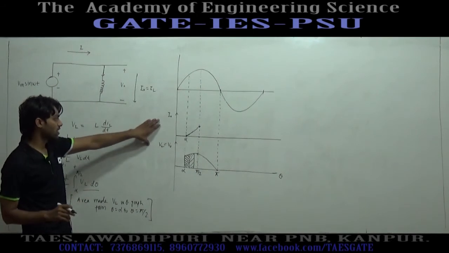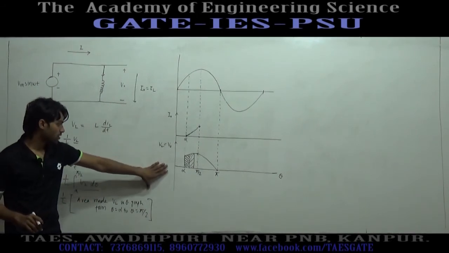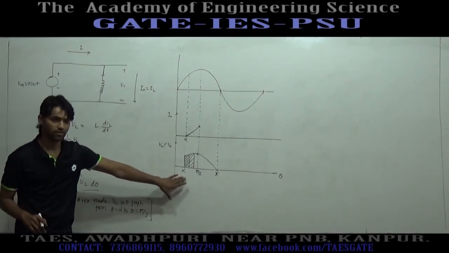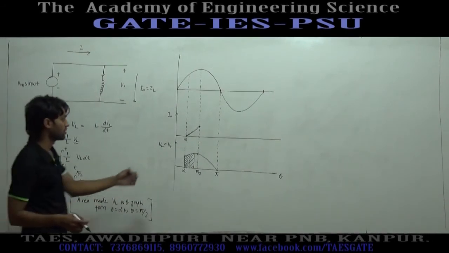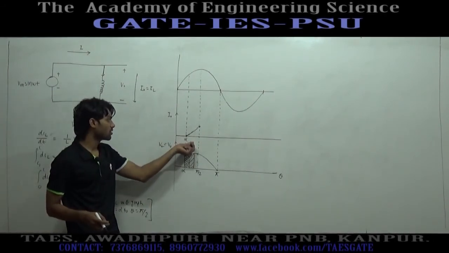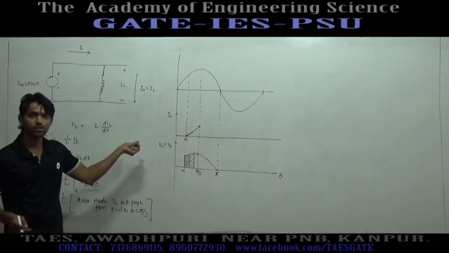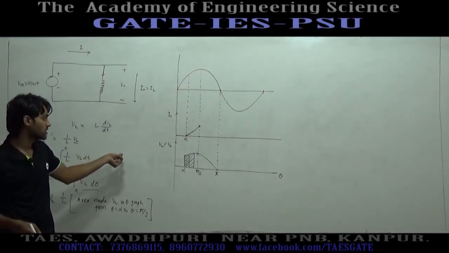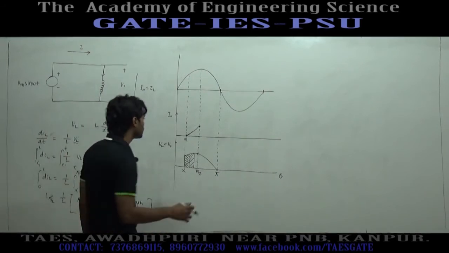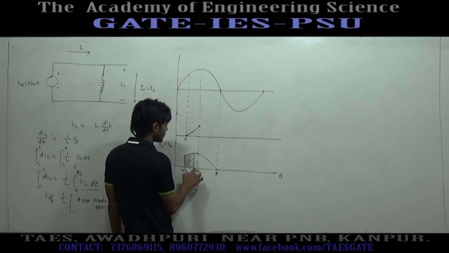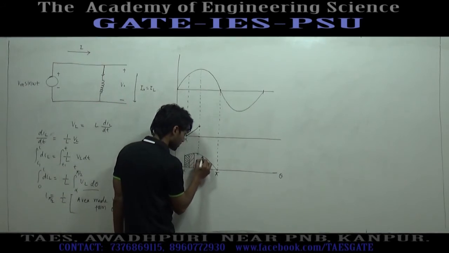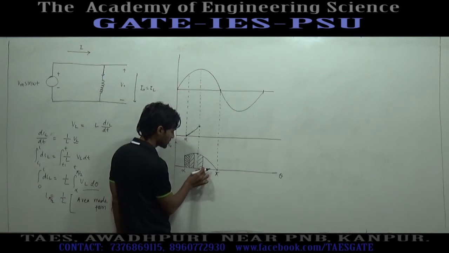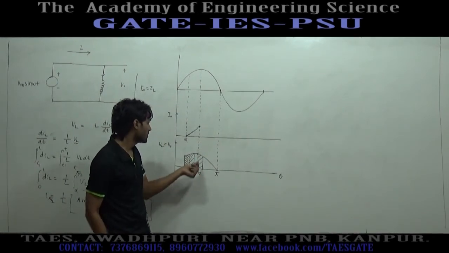Here we are trying to find out the change in current by calculating the area of the graph. We will also find the equation for the current. That is also possible, and we will do it later. So from here to here the change in current is this much. Now if you want to find the change in current in this interval, calculate this area.